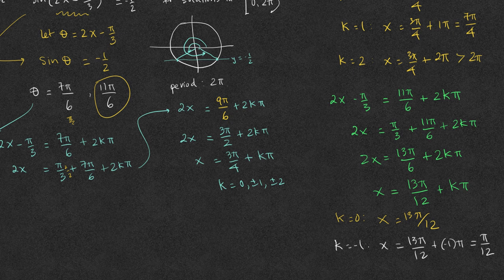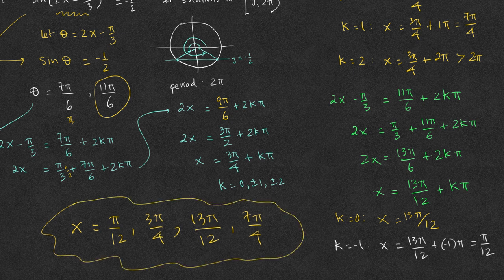We summarize the results by listing all of the x values that we found in the interval 0 to 2 pi. They are the smallest one, pi over 12, next 3 pi over 4, next 13 pi over 12, next 7 pi over 4. These are the 4 x values that are in the 0 to 2 pi interval.